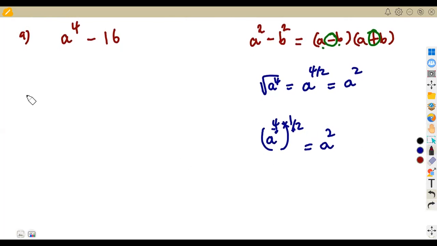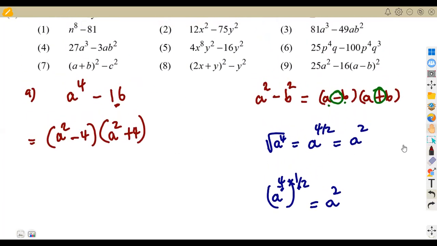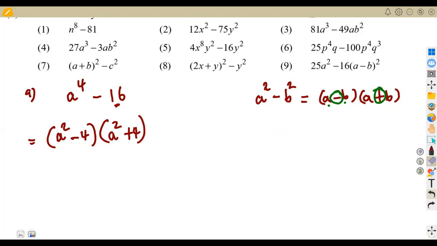So that means here we are simply going to have two brackets to consider. The square root of this, we obtained a squared, so you're going to have also a squared here. The square root of 16 is plus or minus 4. So we are going to consider negative 4 and a positive 4 like this. Just like the previous part that I explained, after your factorization, you are supposed to check whether your answer is fully factorized. If you check this answer that we are having, it is not fully factorized, because this bracket here again is a difference of 2 squares.